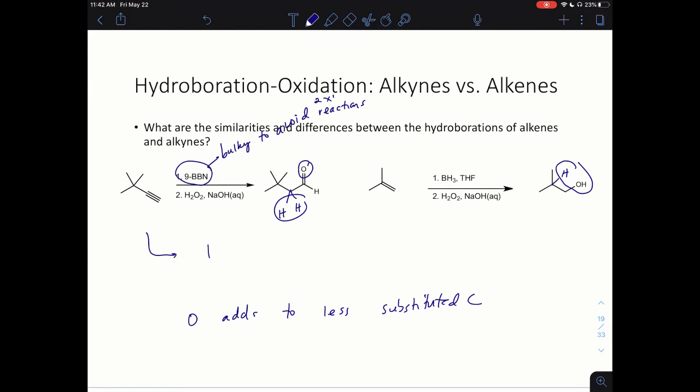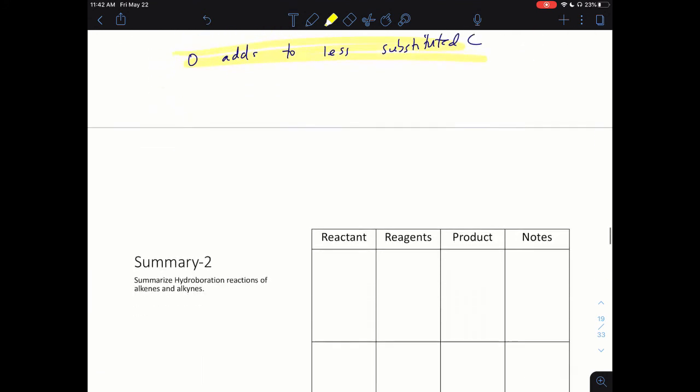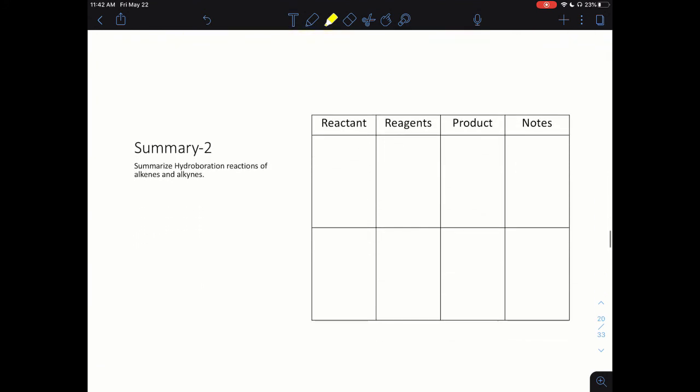And let's just make that super clear by drawing out the enol. Right? So we can see how similar the enol looks to the product of alkene hydroboration. We have the oxygen, the OH, bonding to the less substituted carbon. Okay, so that's a similarity between them. The difference would be we have to use that bulky 9BBN to avoid multiple reactions because there are 2 pi bonds. Let's summarize hydroboration reactions of alkenes and alkynes.